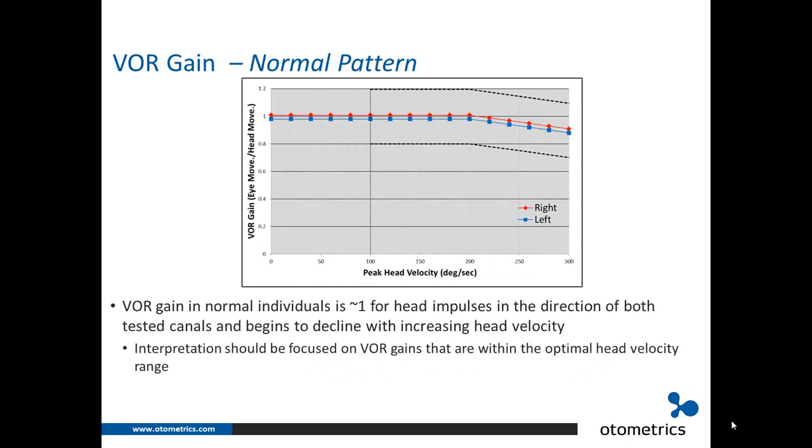What does the VOR gain pattern look like in a normal individual? VOR gain in normal individuals is about 1 for head impulses in the direction of both tested canals and begins to decline with increasing head velocity. Note that the interpretation should be limited for the VOR gains that are within the optimal head velocity range.